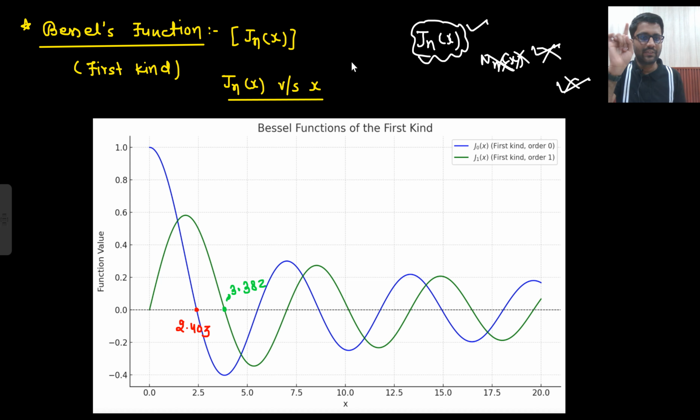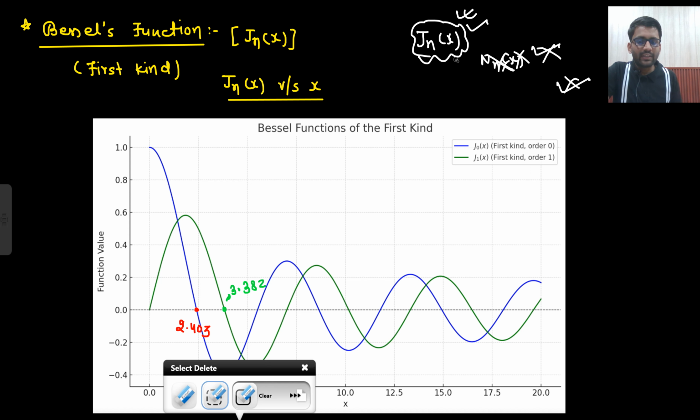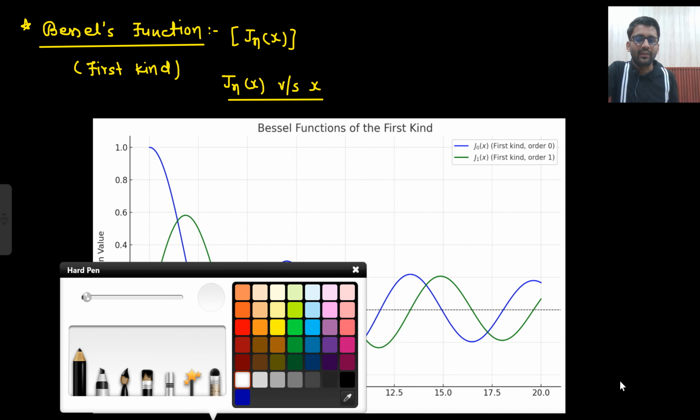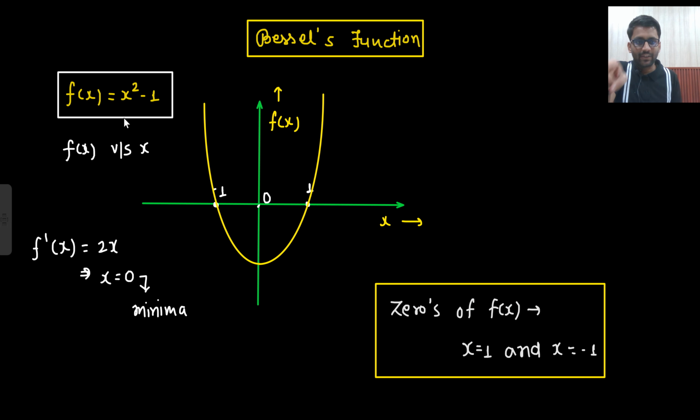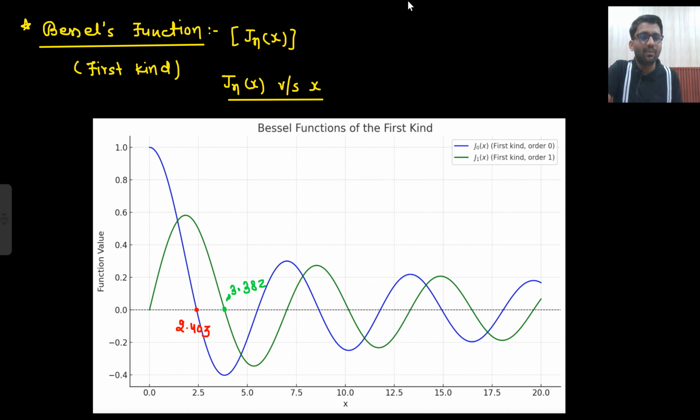So if I am saying Bessel's function, then only you need to think about Jn(x). Now, what is Jn(x) equivalent to, that we don't know. In this problem, our f(x) was equivalent to x square minus 1. But what Jn(x) is equivalent to, we don't know. But we know the graph of Jn(x) versus x.